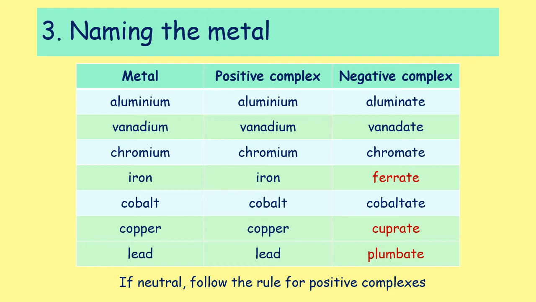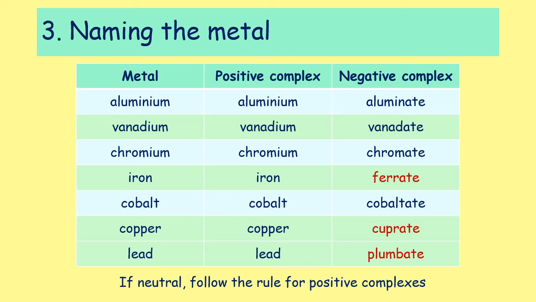However, a lot of transition metal complexes are negatively charged, and if it is negatively charged, the metal name changes. Now, when it comes to metals that end in IUM, if they're part of a negative complex, all you do is change the IUM to ATE. So aluminium becomes aluminate, vanadium, vanadate, chromium, chromate. So you're changing the IUM to ATE. All the other ones, you still end with ATE.